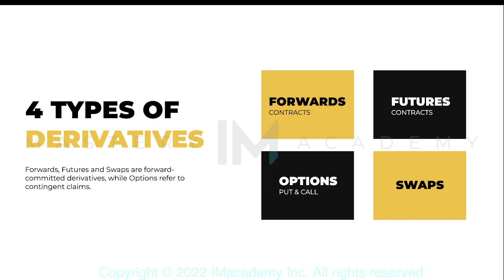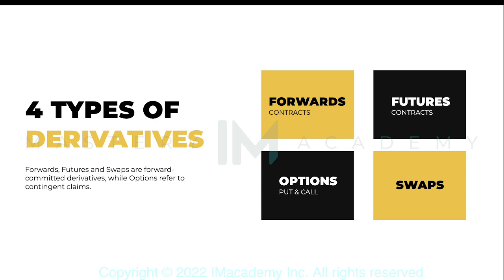So we just discussed the forward contracts, right? We had the example of the forward contract in front of us. And besides forward contracts, we have 3 other types of derivatives. We have futures contracts. We have options, which include put options and call options, and we have swaps. So we have 4 main types of derivatives.